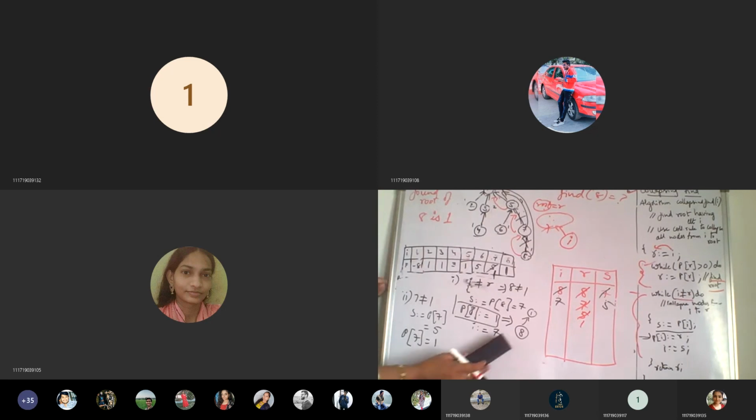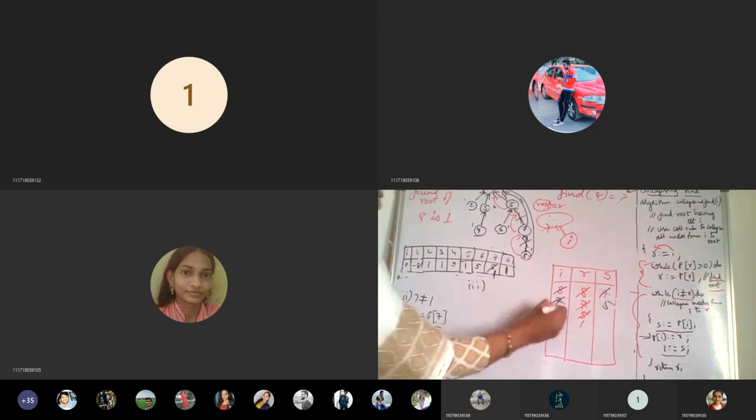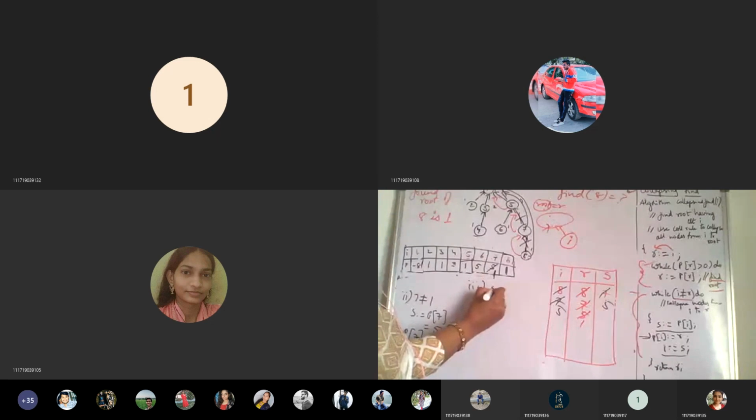And then moving on to the third iteration. Then what we are going to do: I is equal to S. So what is S now? It is 5. So now this will become 5. So again check the loop condition. Third iteration, is 5 not equal to 1? Yes. So this condition is true. So then again what we have to do? S is equal to P of 5. What is P of 5? It is equal to 1.